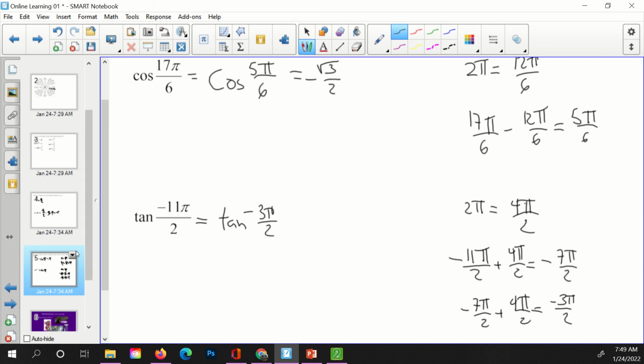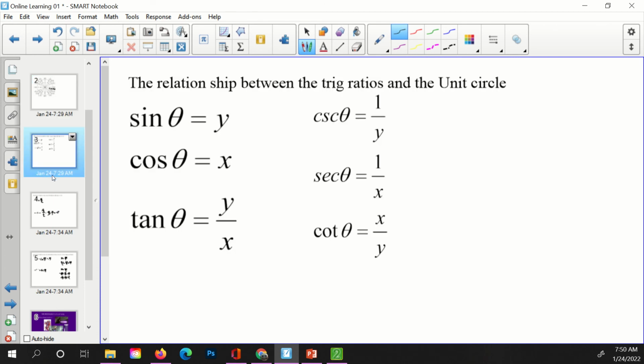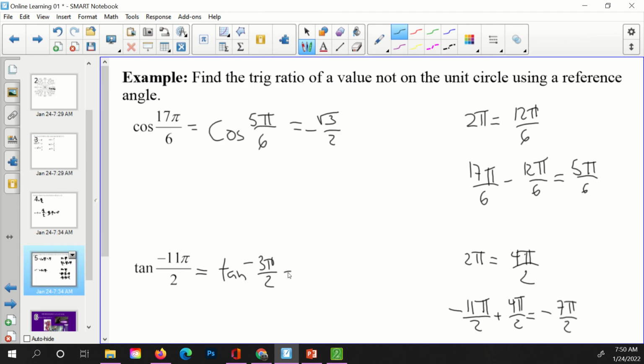All right, so what do I got to do here? So I go to negative 3 pi over 2. So here's negative 1 pi over 2, negative 2 pi over 2, negative 3 pi over 2. The x value is 0 and the y value is 1. And again, if we go to tangent, tangent is y over x. And so in this particular case, the y value is 1, the x value is equal to 0, so this one is going to be undefined.